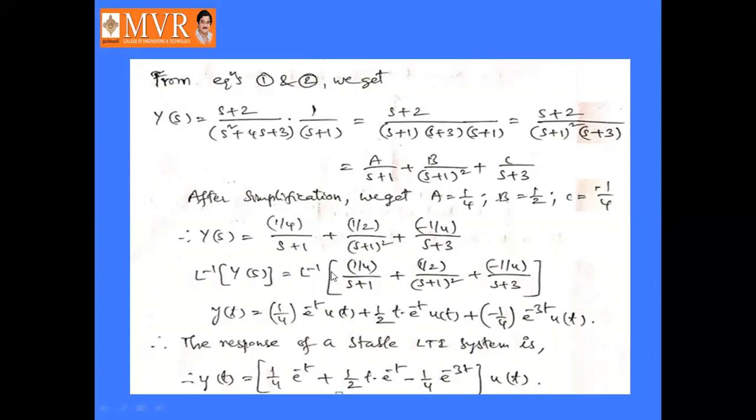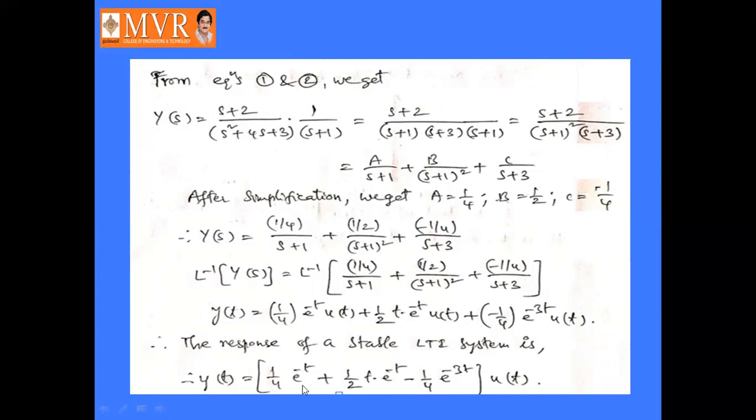Taking inverse Laplace transform on both sides, the inverse Laplace transform of y of s is equal to the inverse Laplace transform of this entire expression, so that y of t is equal to 1 by 4 into e power minus t into u of t, since 1 by s plus 1 is e power minus t. 1 by s plus 1 whole square gives 1 by 2 into t into e power minus t into u of t. 1 by s plus 3 is e power minus 3t into u of t, into minus 1 by 4.